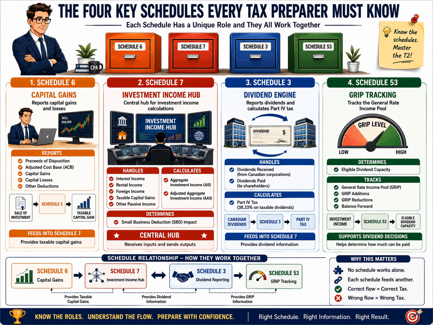The key takeaway from this slide is simple. Schedule 6 handles capital gains. Schedule 3 handles dividends. Schedule 53 tracks GRIP. And Schedule 7 acts as the central hub that brings investment income together for the final tax calculation. Master these 4 schedules, and you've mastered the foundation of investment income reporting in a T2 return.